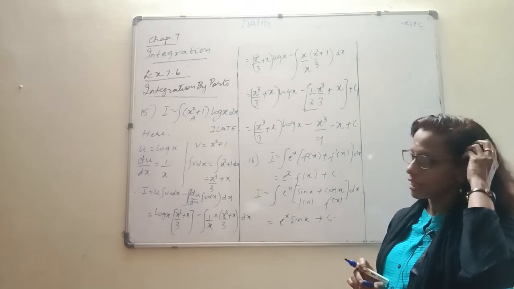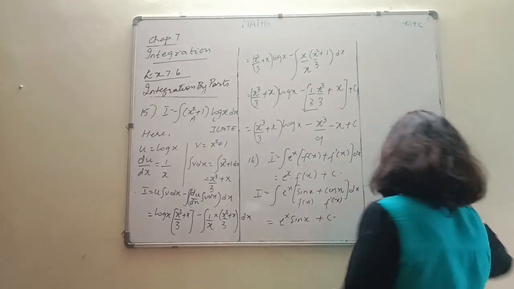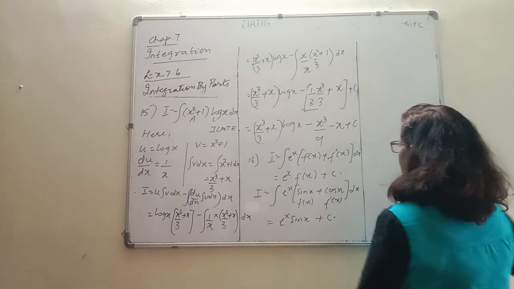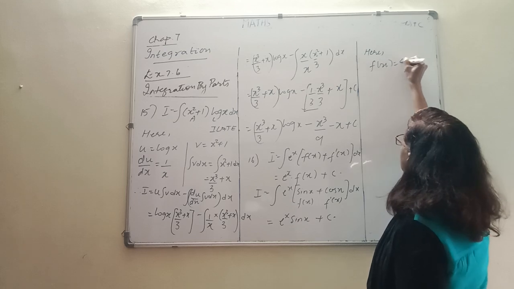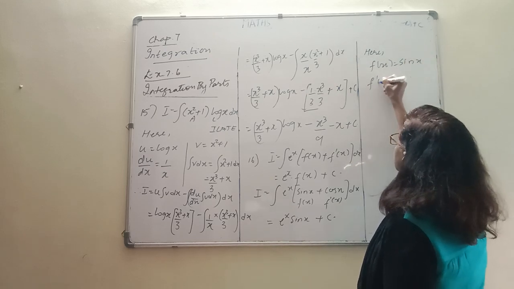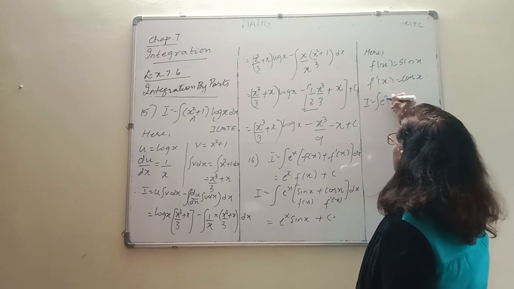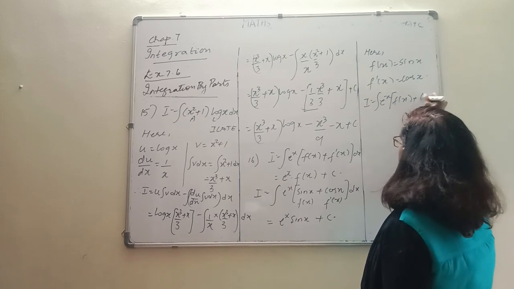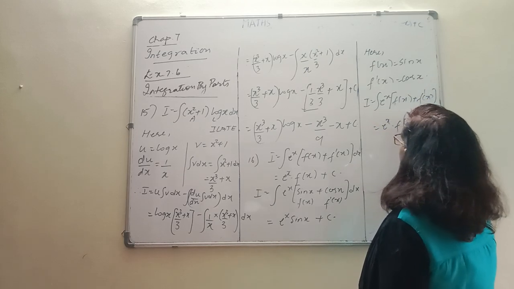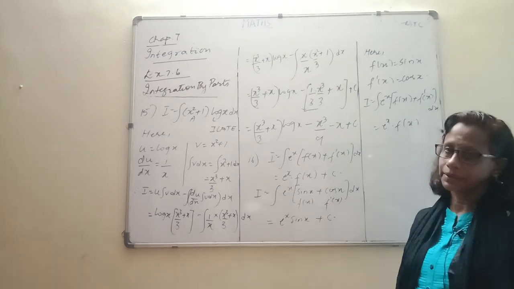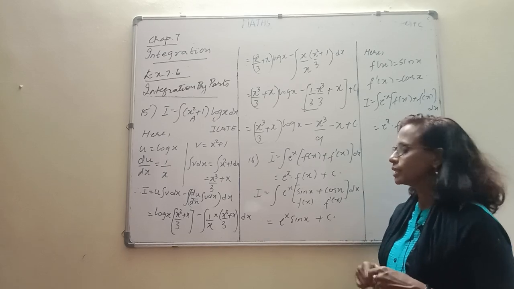If you need to give the explanation, you can say that f of x is sin x and f dash x is cos x, and therefore we know that whenever you have e raised to x times f of x plus f dash x, the integral is always going to be e raised to x times f of x, and that's how you get this integral. We could do the next problem, but I think that is a little lengthy.